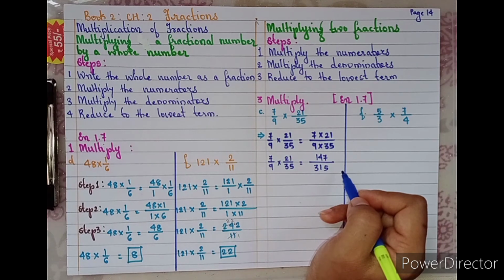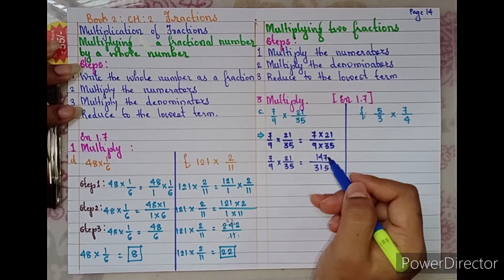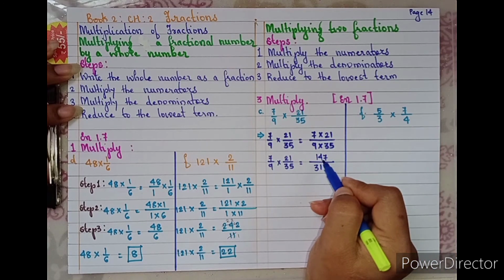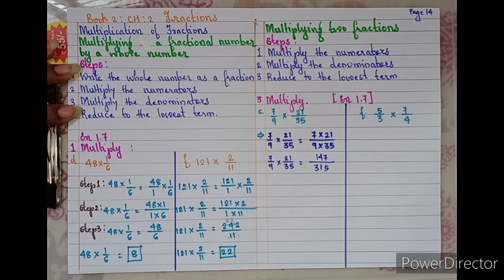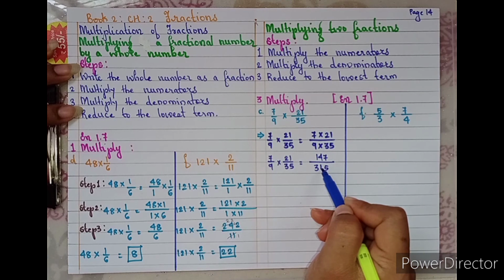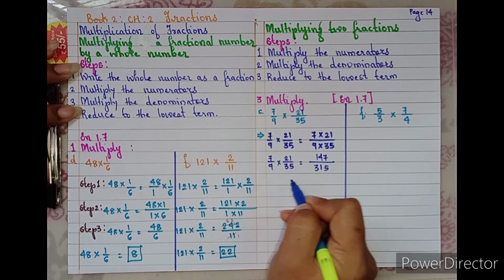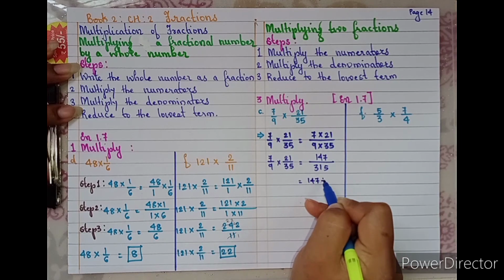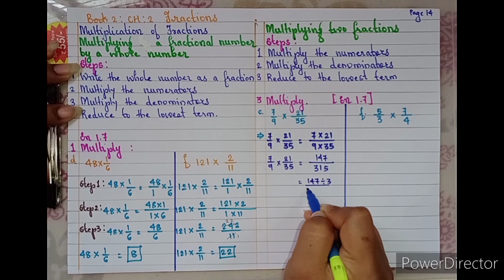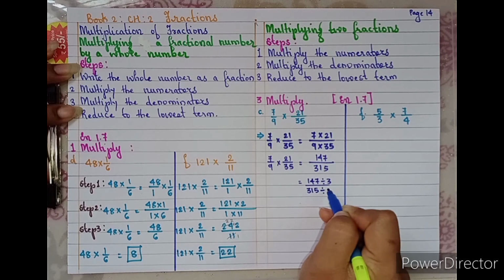Now let's see whether these are divisible by any number. 7 plus 4, 11, plus 1, 12, isn't it? So 12 is divisible by 3. Now let's see, 5 plus 1 is 6, 6 plus 3 is 9. Yes, it is divisible by 3. So both the numbers are divisible by 3. So let's divide 147 by 3 and 315 by 3.